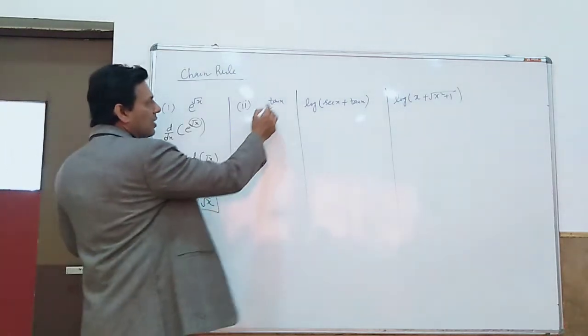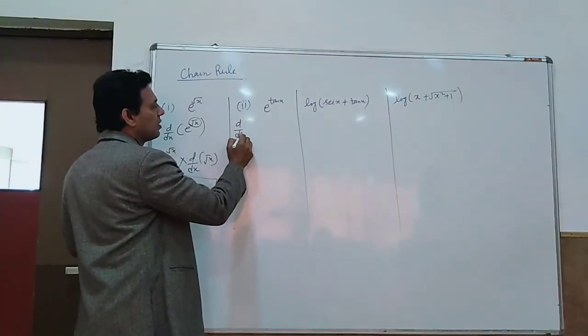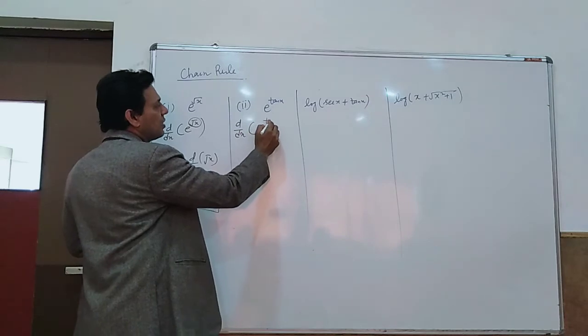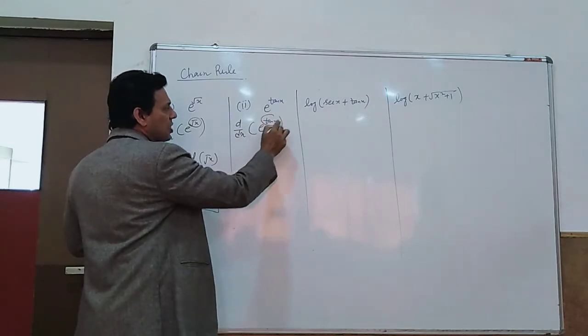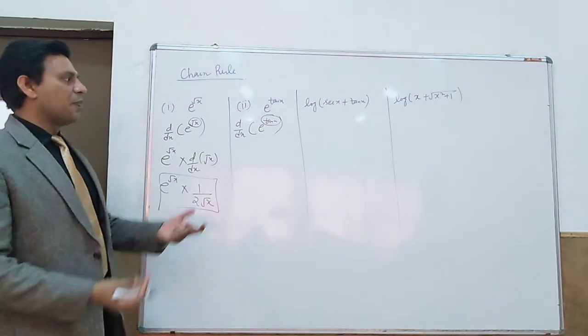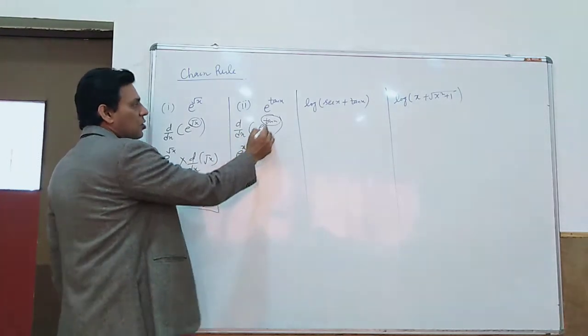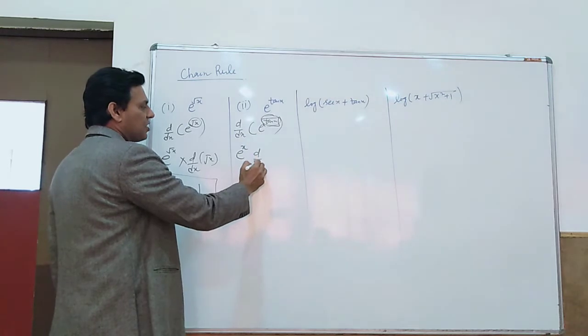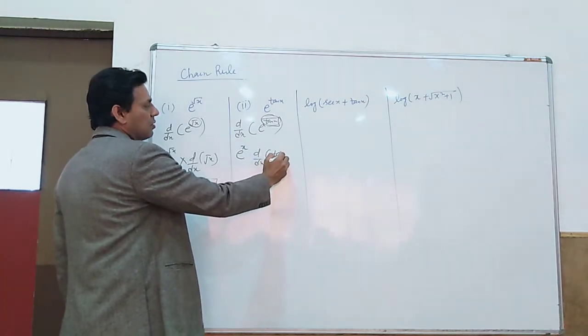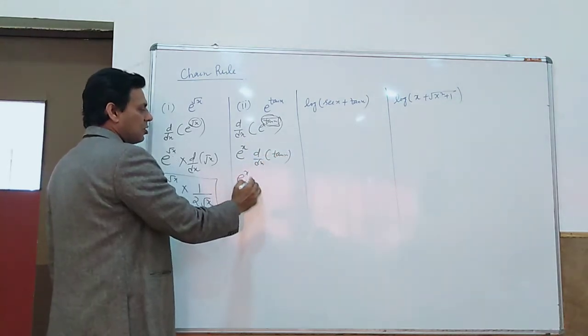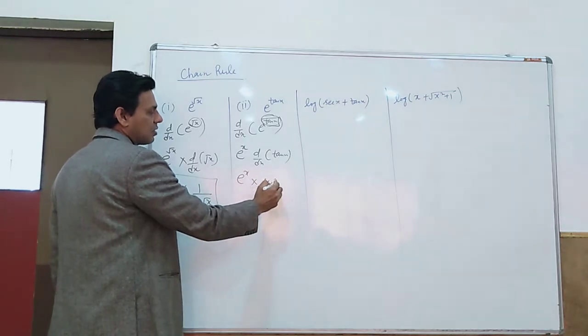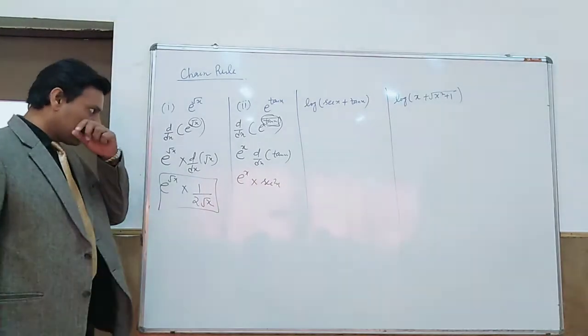Now similarly, we have to differentiate e to the power tan x. Now suppose it is x. Make it simple. So the differentiation of e to the power x is e to the power x. Which did we suppose x? So differentiate this tan x. The differentiation of tan x is sec square x.